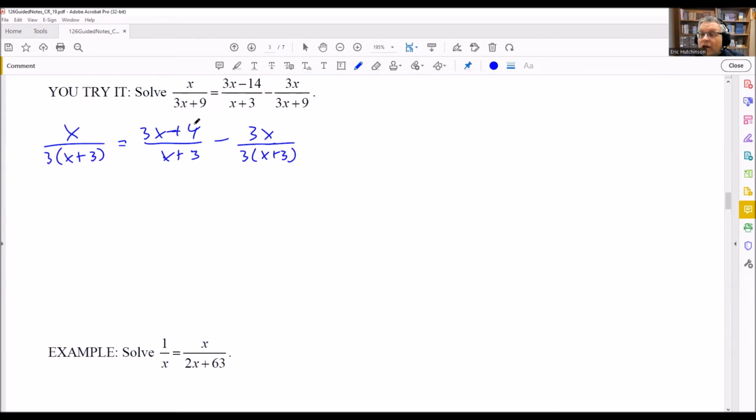All right, so now that we have that, and this is a minus here, not a plus, we're going to multiply everything by 3 times x plus 3 over 1. So I'm going to put this, like I did before in the previous problem, over 1 in front of each fraction that I have.